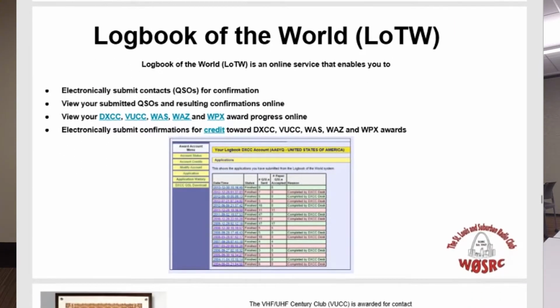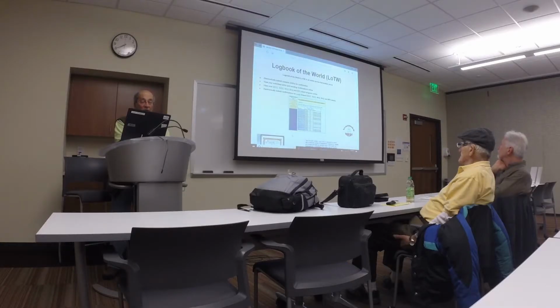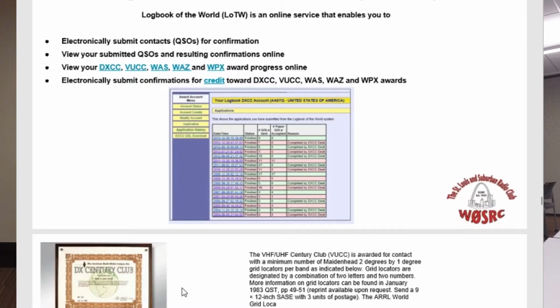Logbook of the World again. Electronically submits contacts for confirmation. View your submitted QSOs and resulting confirmation online. View your DXCC, VUCC, WAS, Worked All States, WAZ. What is WAZ, Doug? Zones. And WPX. Electronically submit confirmation for credit toward those awards that I just mentioned.